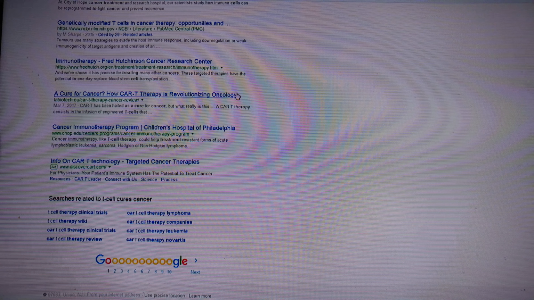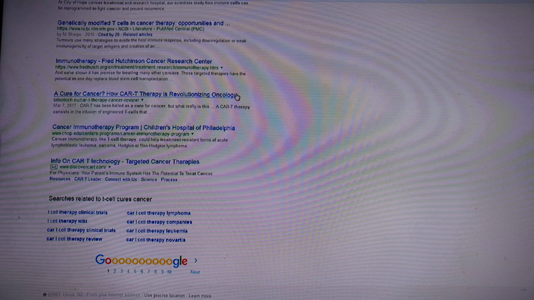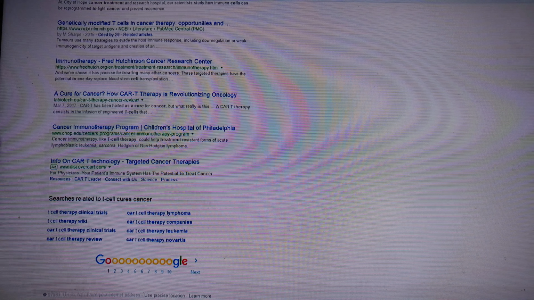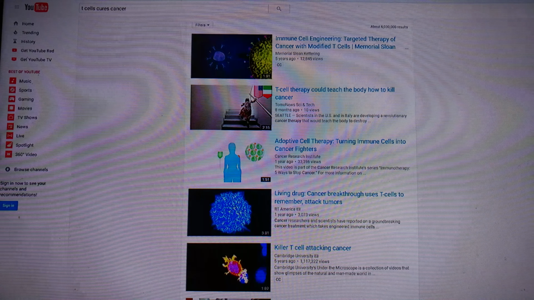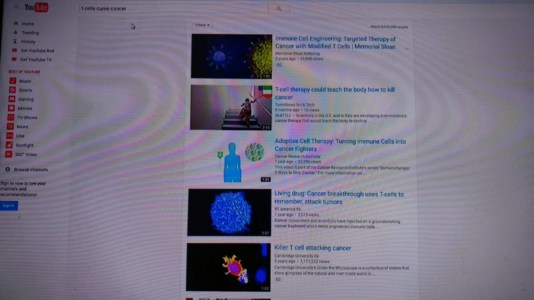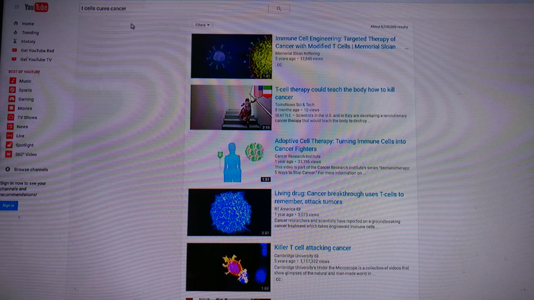How CAR T-cell therapy is revolutionizing oncology. All right, let's see what YouTube spits out. Immune cell engineering. This is from Sloan Kettering.